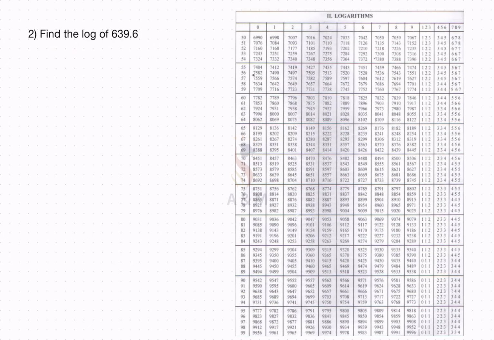First two digits here are 63. This you have to search from the row, and the next digit is 9. This you have to search from the column. 63 and 9. 63 is here and 9 is here. That is 8055.